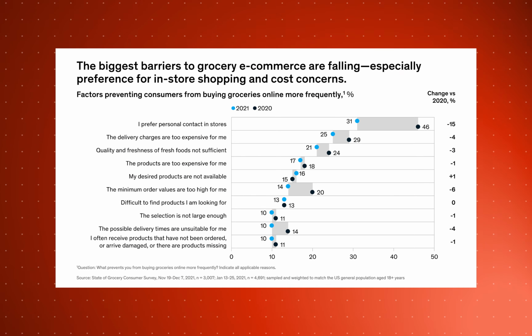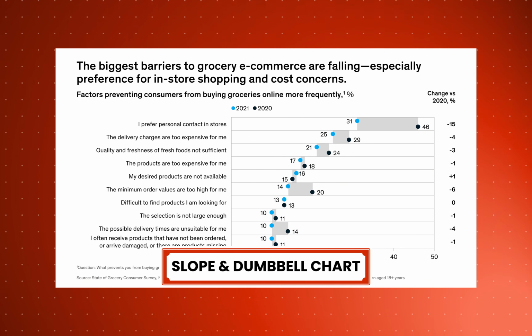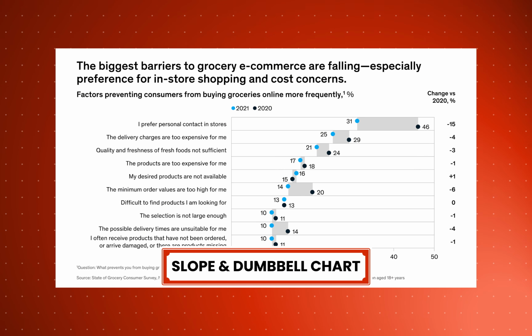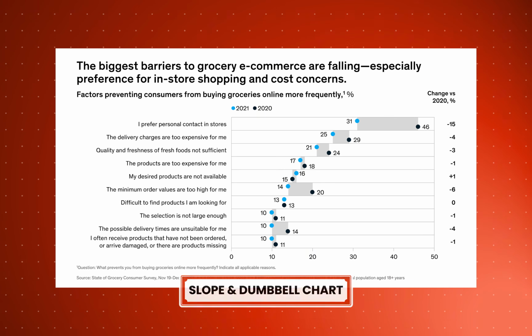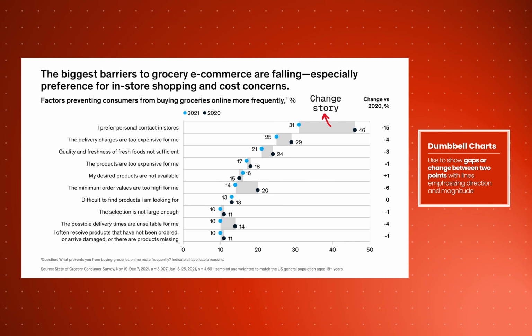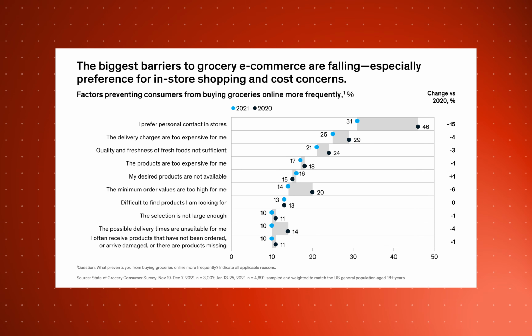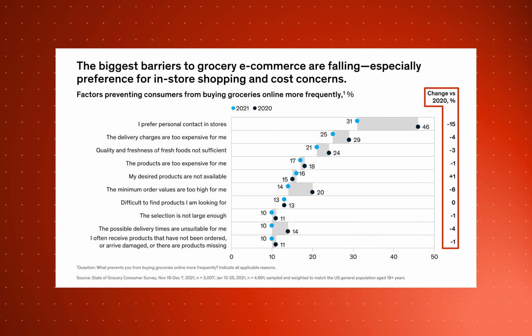Connected dot plots like slope and dumbbell charts are used as a more compact alternative to grouped bars, while making the direction and magnitude of change more intuitive. The connecting lines in this dumbbell chart emphasize the change story between 2020 and 2021 for each barrier to online grocery shopping and show which barriers became more or less important in 2021.